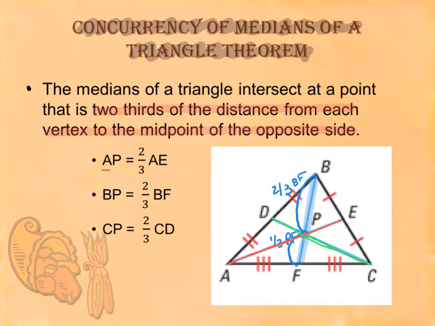So when you look at a diagram, you should definitely be able to tell that there's a difference between the 2/3 and the 1/3. But if you get confused by this, remember that the 2/3 always goes from the vertex. So vertex to centroid is 2/3, and then centroid to midpoint is the other 1/3.